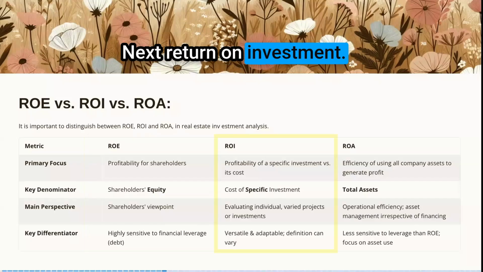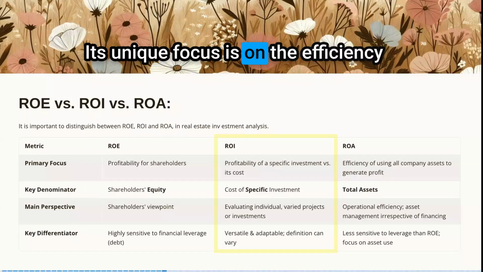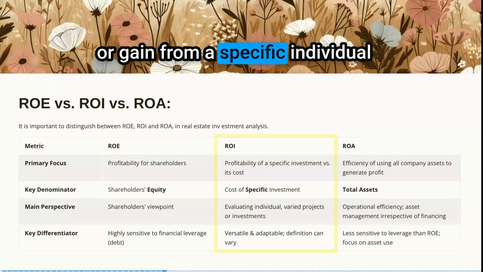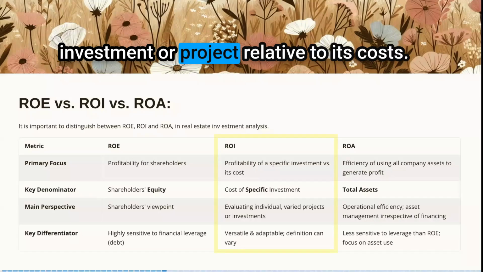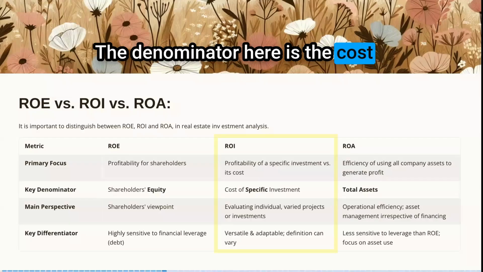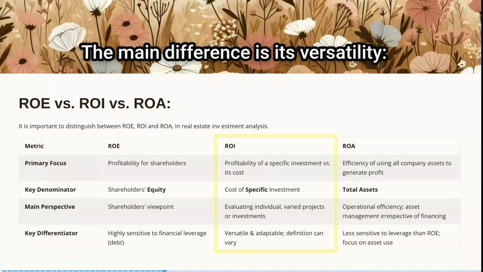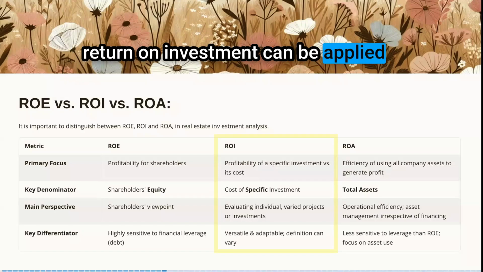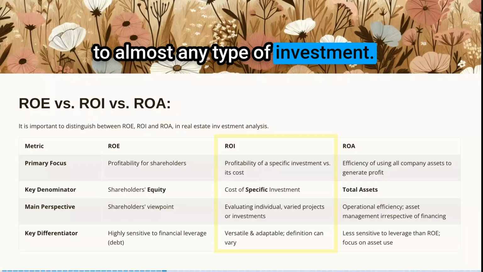Next, return on investment. Its unique focus is on the efficiency or gain from a specific individual investment or project relative to its cost. The denominator here is the cost of that particular investment. The main difference is its versatility. Return on investment can be applied to almost any type of investment.